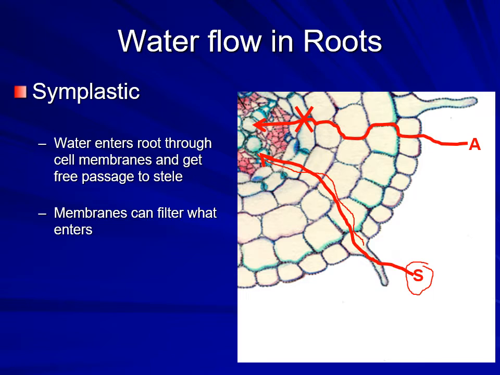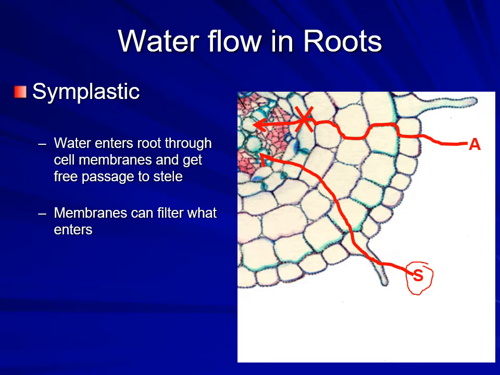The nice thing about the symplastic is that it offers filtration, because the water has to pass through a membrane before it can enter the plant. And the membrane, which is like a lipid layer or an oily layer, will filter out a lot of things. And the only way stuff can get through that layer is if the plant allows it, right?